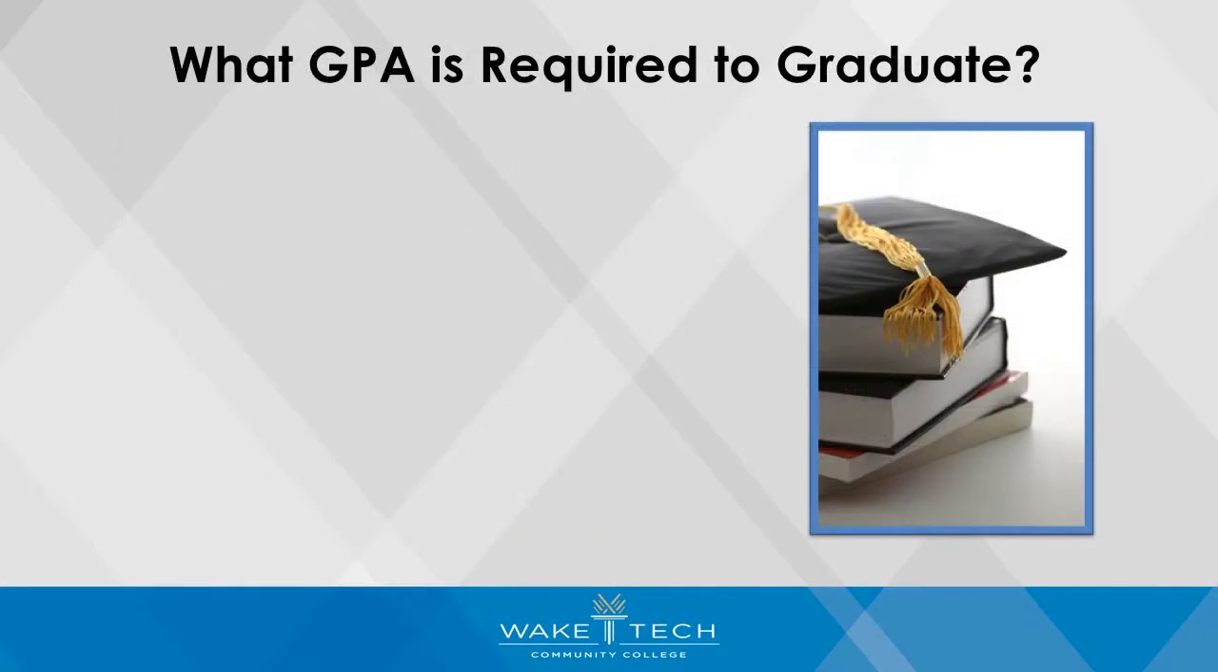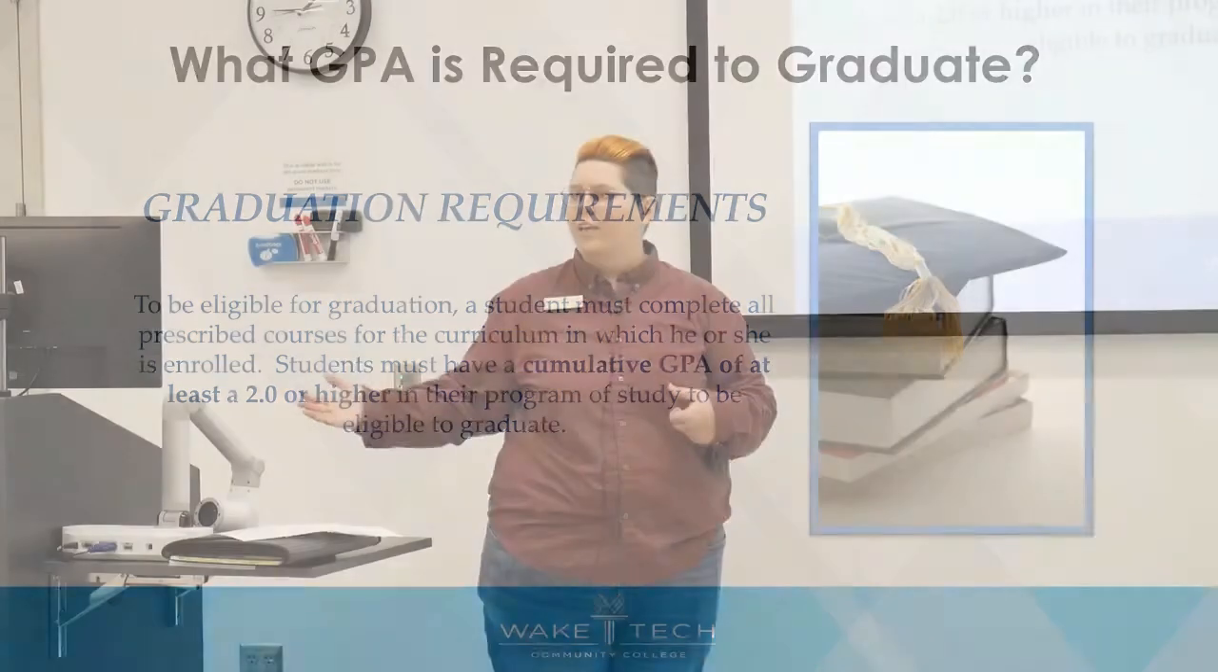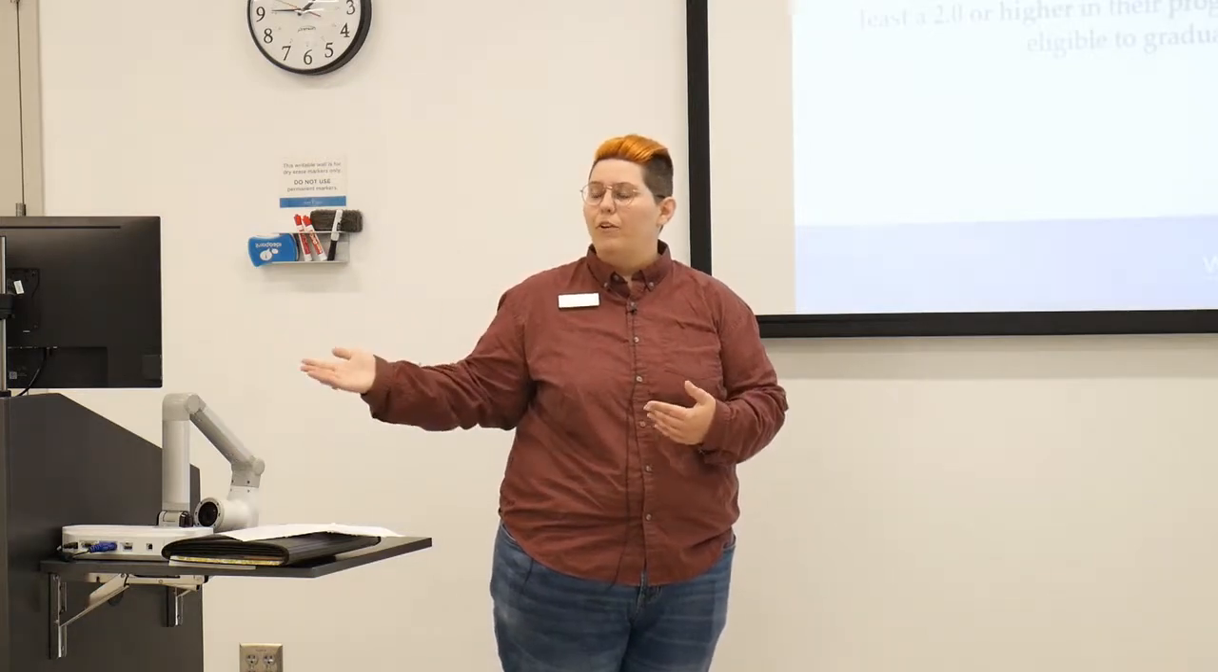So we're going to ask some questions here. What GPA is required to graduate? Graduation requirements: to be eligible for graduation, you must complete all the prescribed courses in your curriculum, and you must have a cumulative GPA of at least 2.0 to graduate. Now there's a difference between your program GPA and your cumulative GPA. A lot of students tend to switch programs because you're trying to figure out what it is you want to do in life, and there's nothing wrong with switching programs, but that's going to give you a different program GPA for each one you're in.